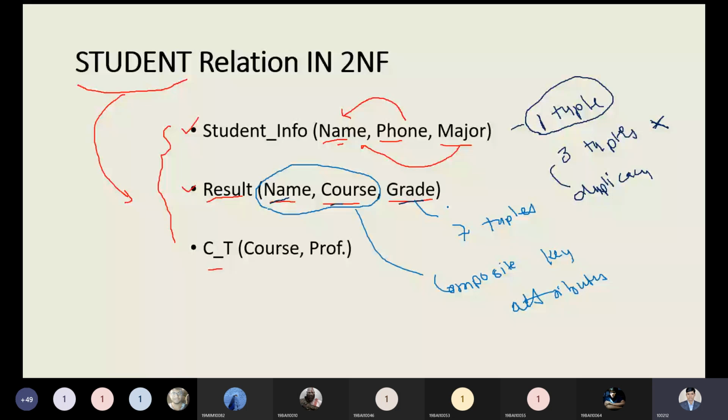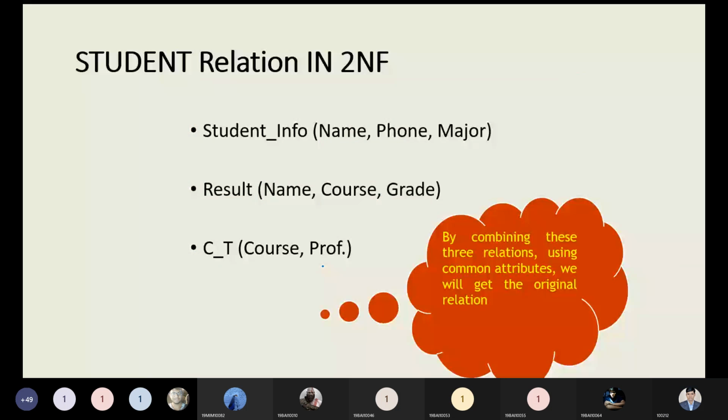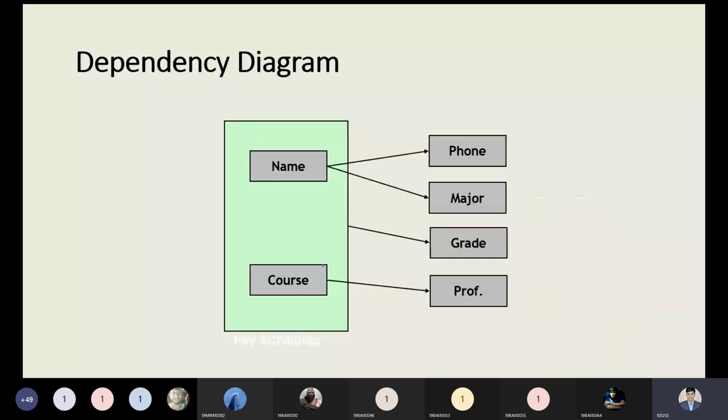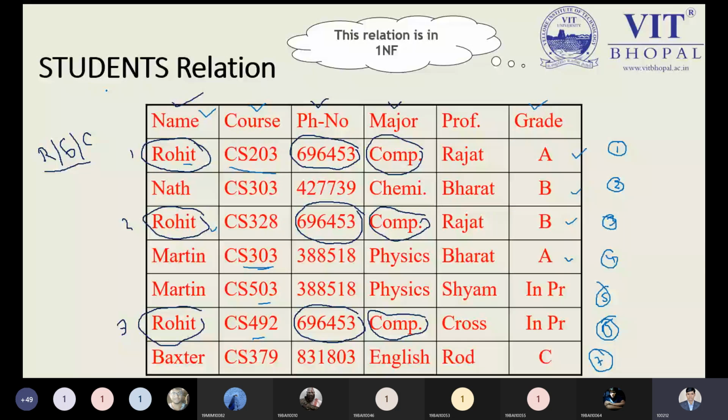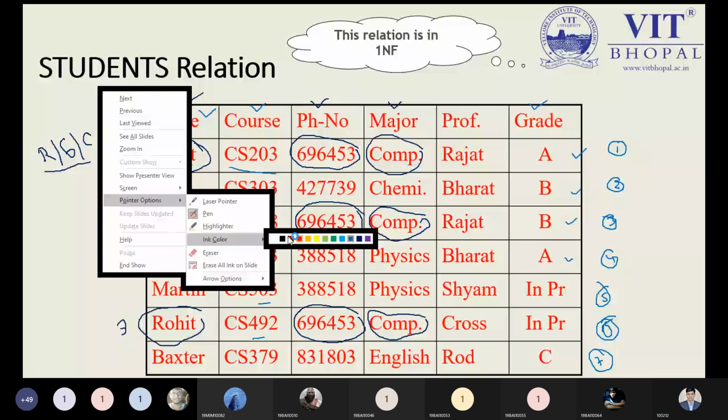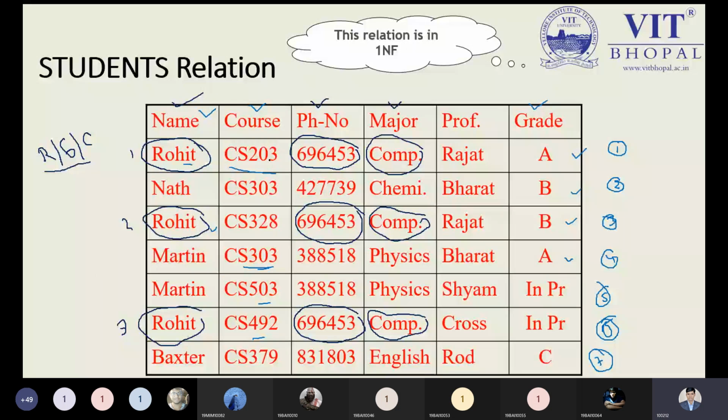Now the next relation after decomposition is course and professor. Let us check this table also. I'm going back to my point: course and professor. From this you can see if there is duplicacy, then we will try to avoid it. Now course CS203 is offered by the professor Razar. CS303 is offered by professor Bharat. Okay, so there is no issue.